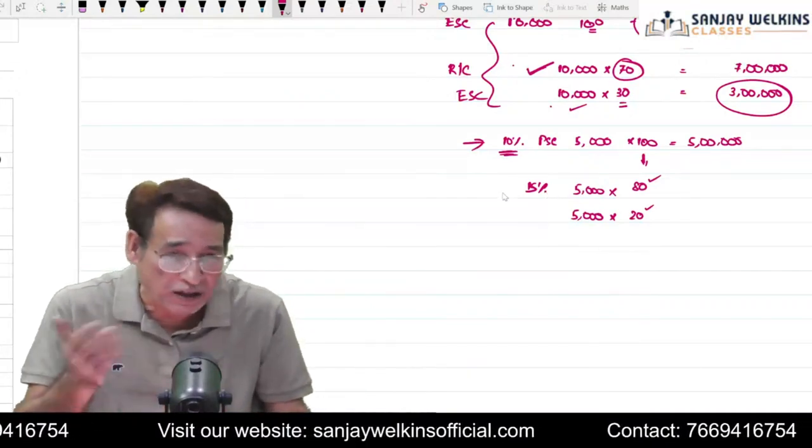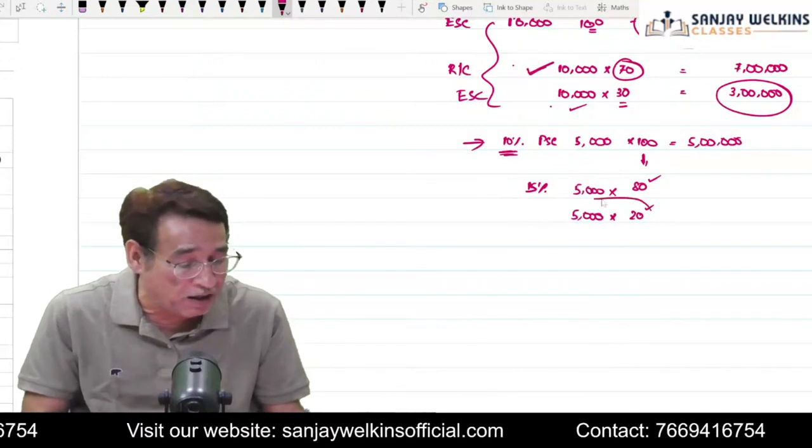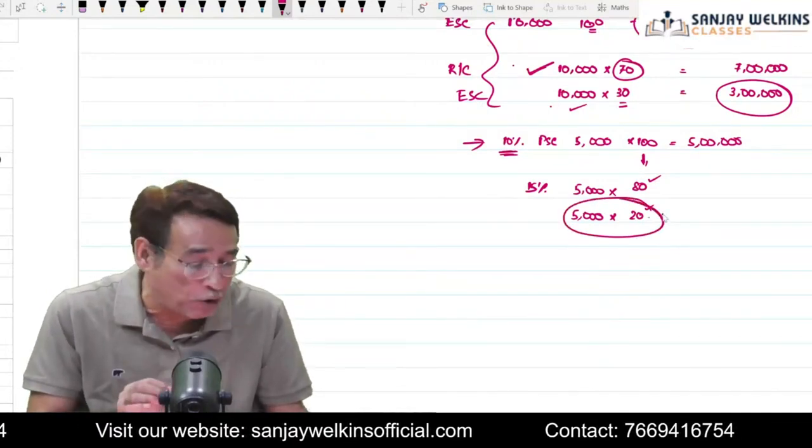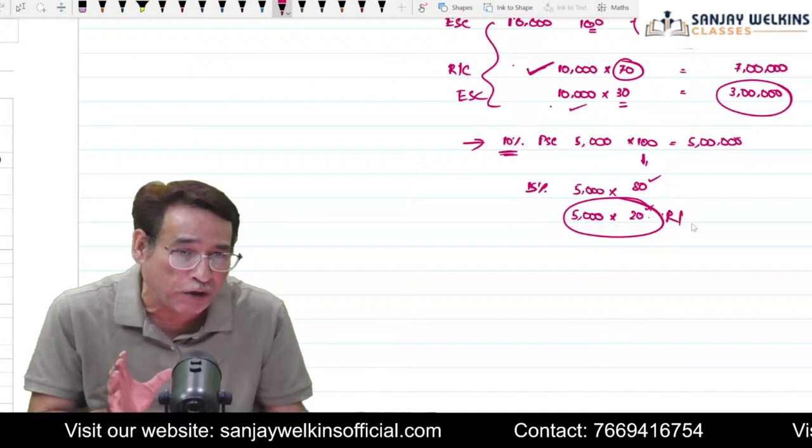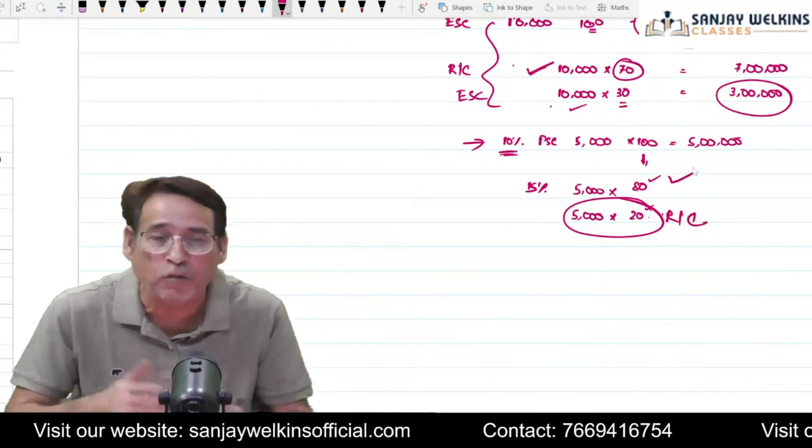So this is, and if the preference shareholder would agree to it, in that case, we may say that this much amount has been waived by the preference shareholder. It will be transferred to reconstruction. This will become new preference share capital.